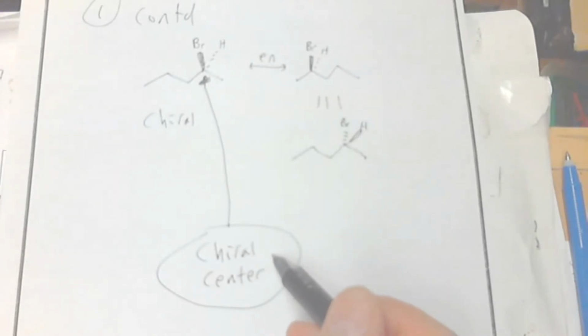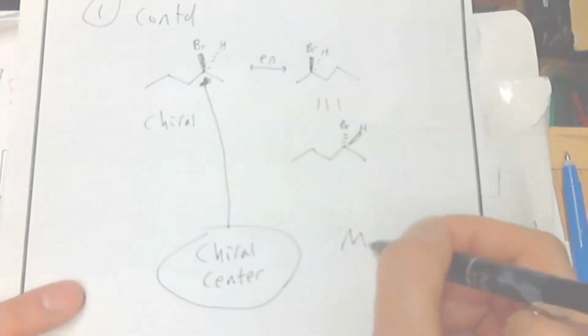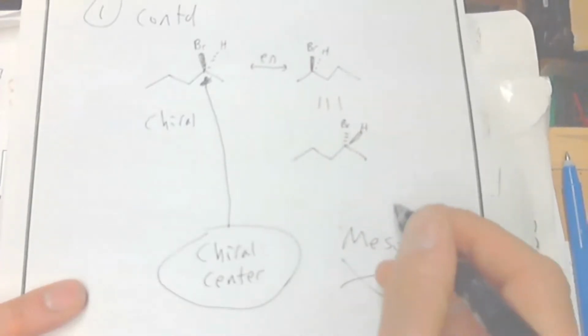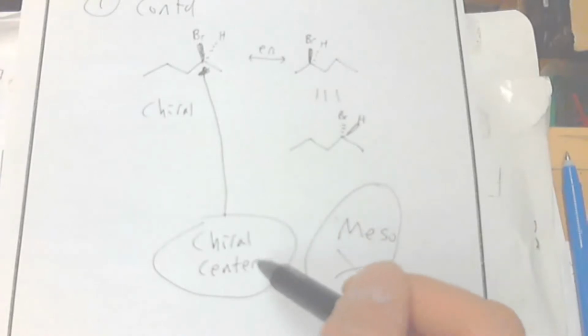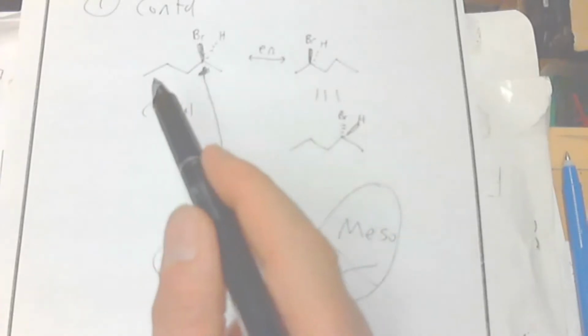Somebody said meso, and that's not right. I'll talk about meso later. So not meso. Meso is a different concept. But chiral center, that's a good one, right? Carbon with 4 things on it. So I think that's all we got time for.